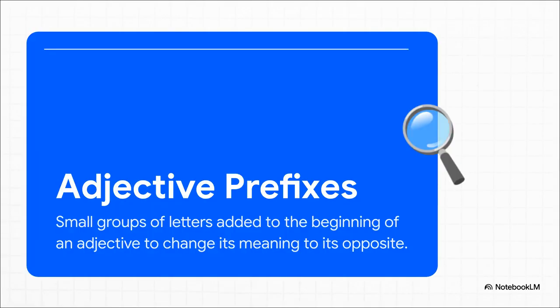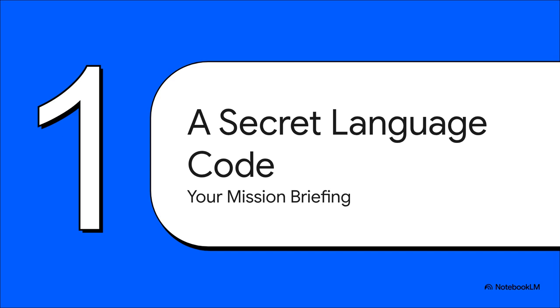So what we're looking at here are called adjective prefixes. They're just small groups of letters that get tacked onto the front of a word, but wow, their effect is huge. They totally change the meaning, usually flipping it to its exact opposite. Seriously, once you get these down, it's like having a cheat sheet for English vocabulary. Think of this as our mission briefing. You and me, our goal is to decode a really fundamental part of the English language. And trust me, by the end of this, you're going to start seeing these patterns everywhere, and you'll know exactly what they mean.